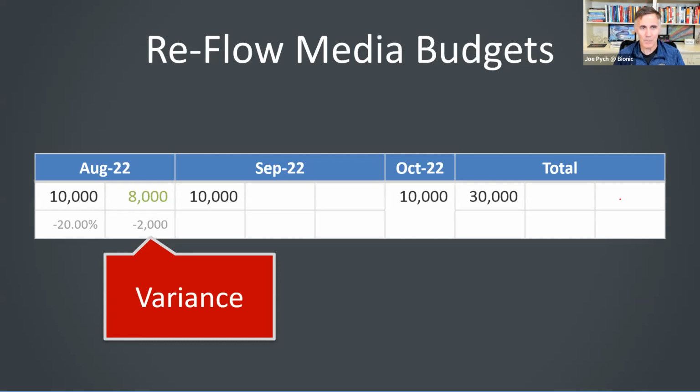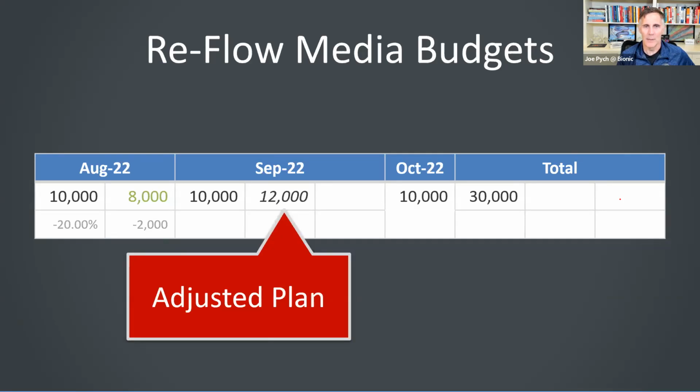In this case, the original plan was 10,000. The actual amount of net media delivered was 8,000. So that's 20% behind pace, or $2,000 behind pace. This is where the flowing comes in. Now here we are in September, and we had an original budget of 10,000, but because we had a shortfall in the previous month, Bionic will automatically calculate what's known as an adjusted plan. That takes the 10,000 and adds the 2,000 shortfall from August right in there.